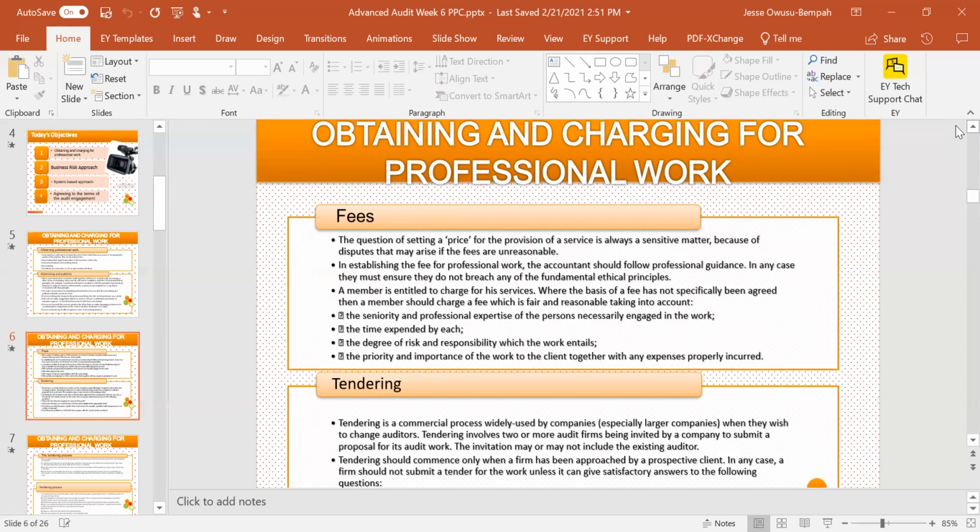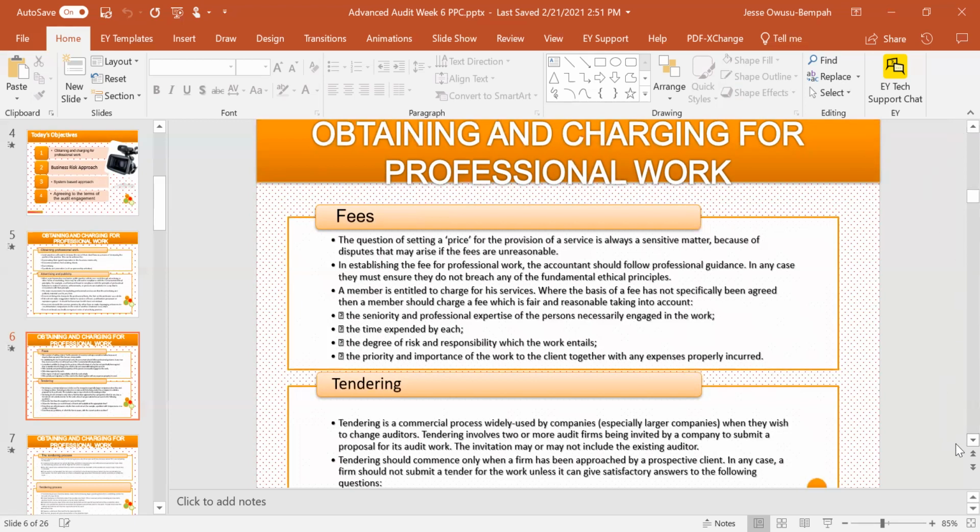So the people. Number 2 is the time. The time expended by each member of the team. How much time are they putting into this? What is the degree of risk and responsibility? All these considerations have to be made, and the priority of work and the importance of the work. It's very, very important.